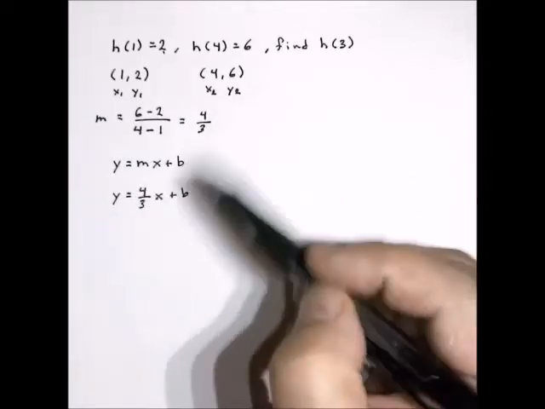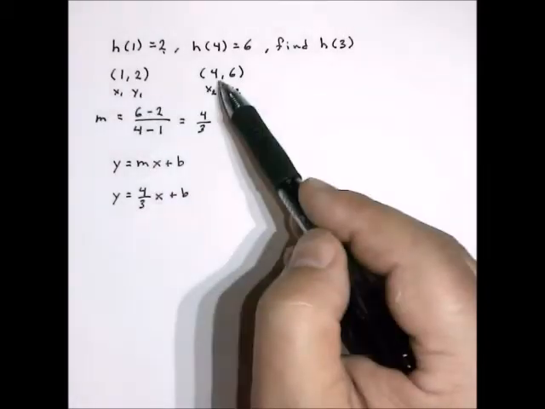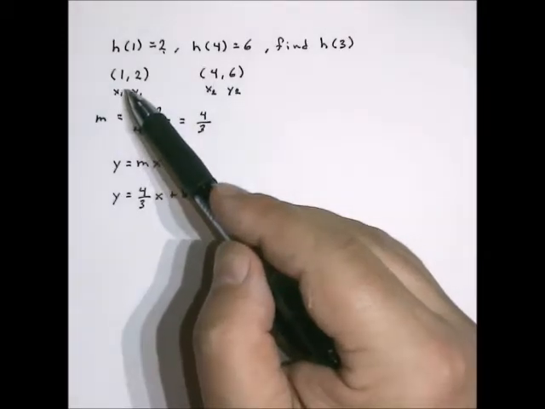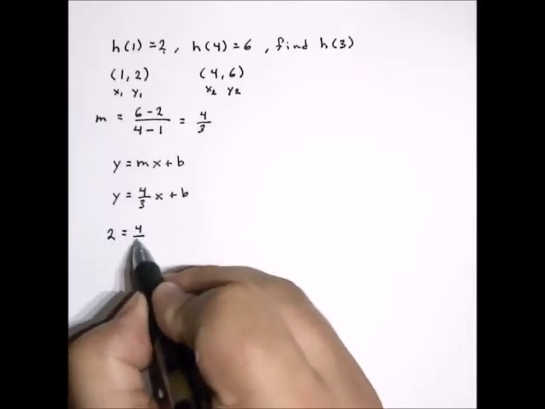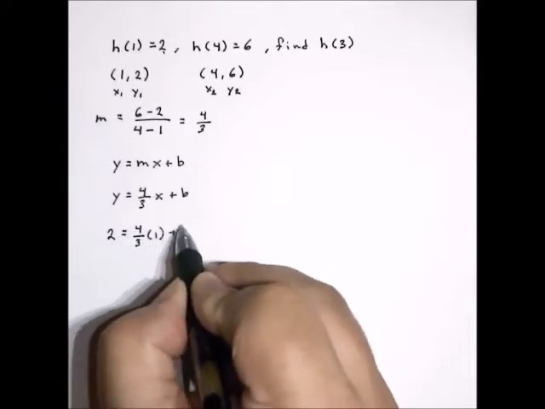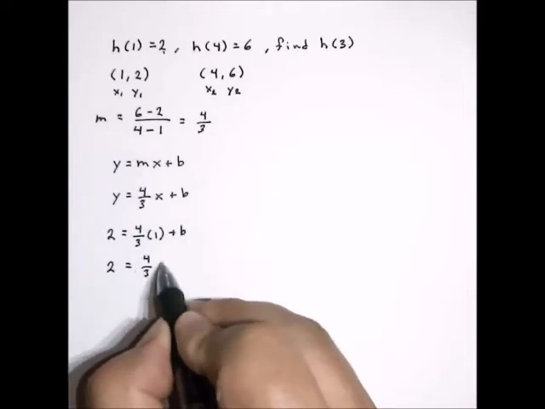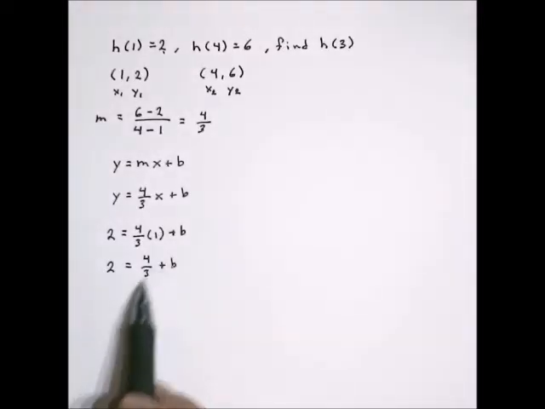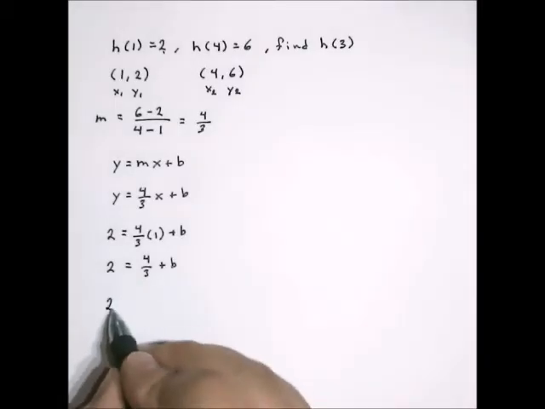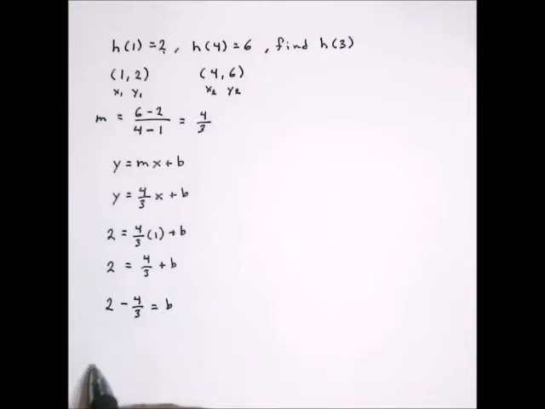And now I'm going to plug one of these ordered pairs in for x and y. Just pick the one that looks simplest. This one looks simplest to me. So I'm going to plug 2 in for my y, and 1 in for my x. And when I simplify that, I get this. Now I'm solving for b, so I have to move the 4/3 over to the other side, and I change the sign when I cross the equal sign. And that gives me a b of 2/3.